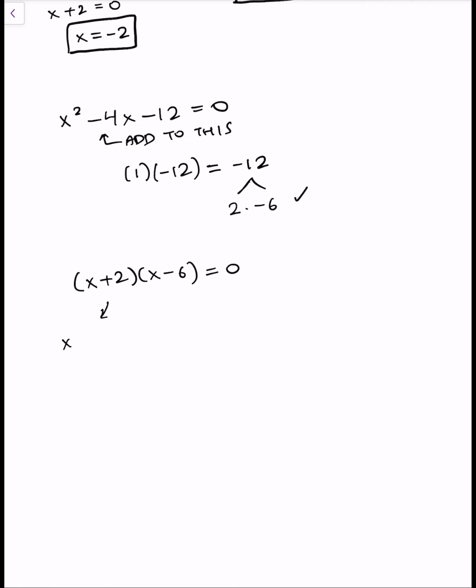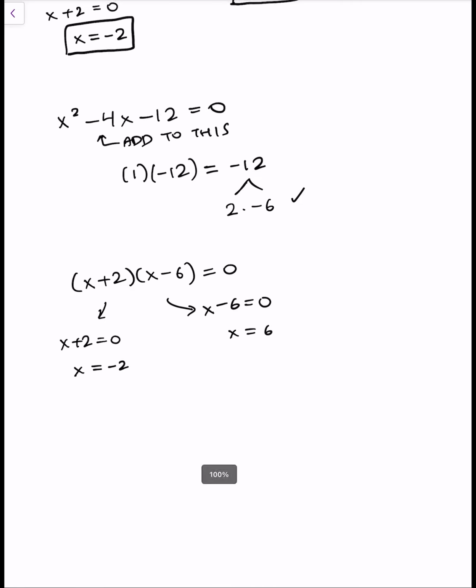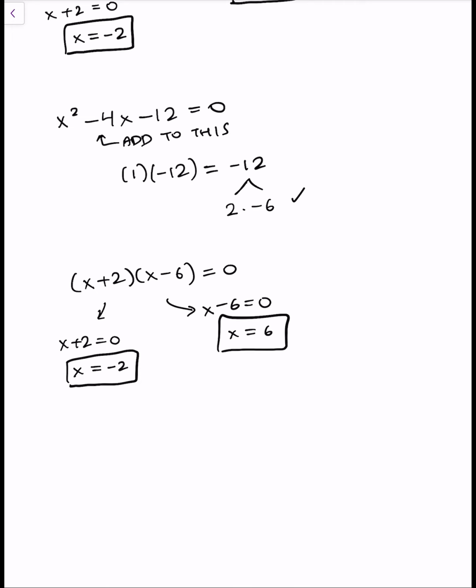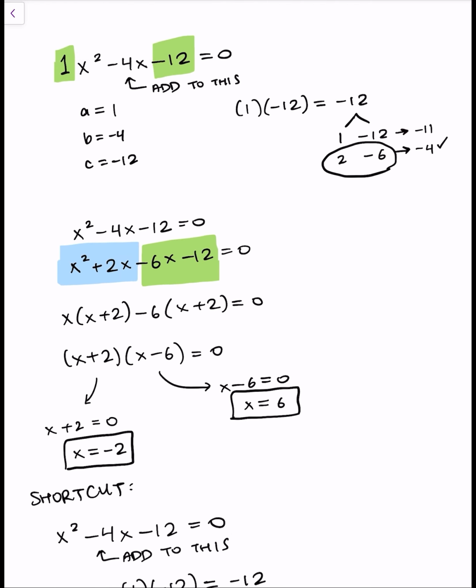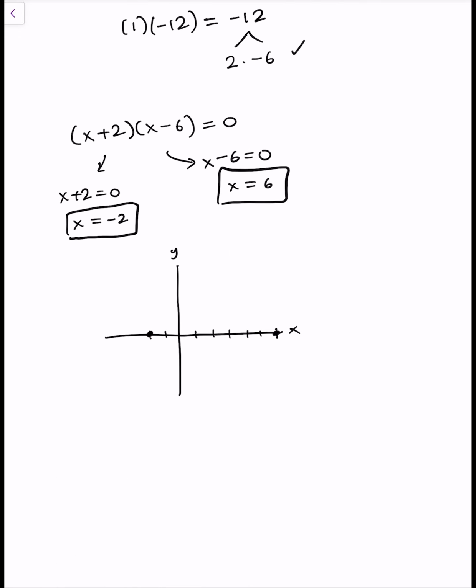And then from there, x plus 2 equals 0, x minus 6 equals 0, and then x equals negative 2, x equals 6 are our solutions. So again, that's the shortcut method where you can jump straight to factoring. And then on a graph, this equation would cross the x-axis at x equals negative 2 and at x equals 1, 2, 3, 4, 5, 6. And then if we look at the original equation, it's positive 1 in front of the x squared, so we know it's going up. So this parabola would look something like this.